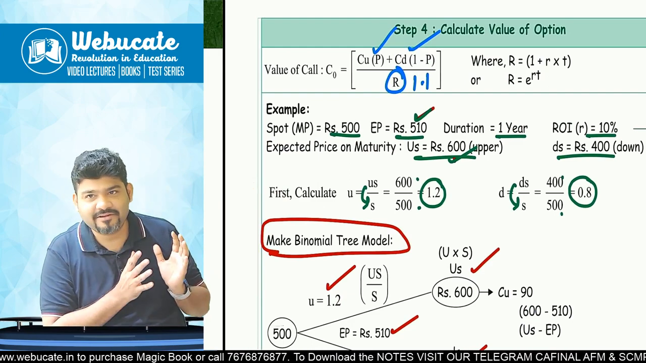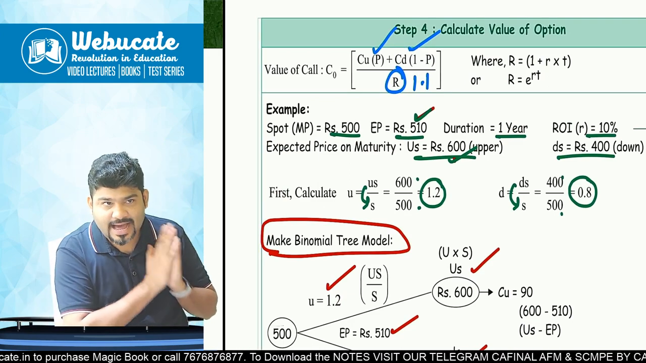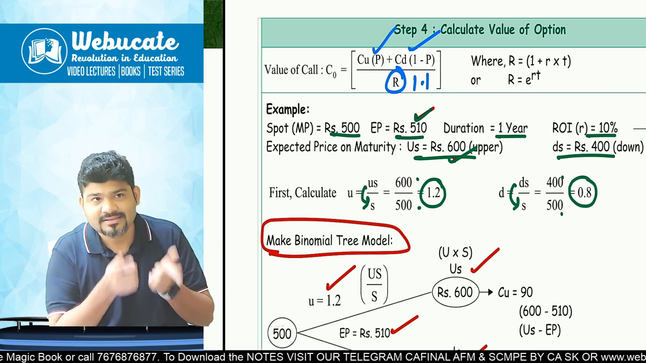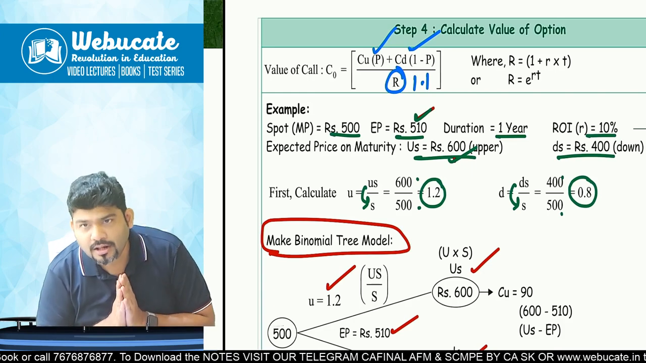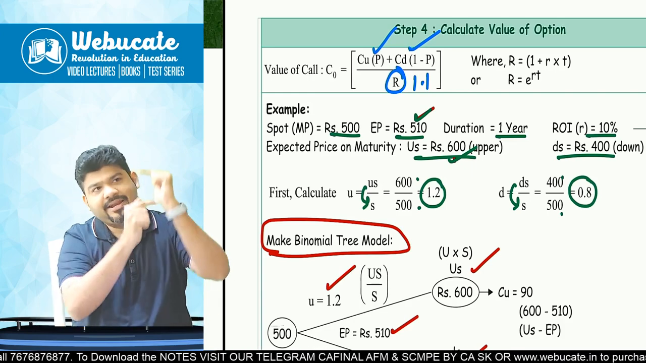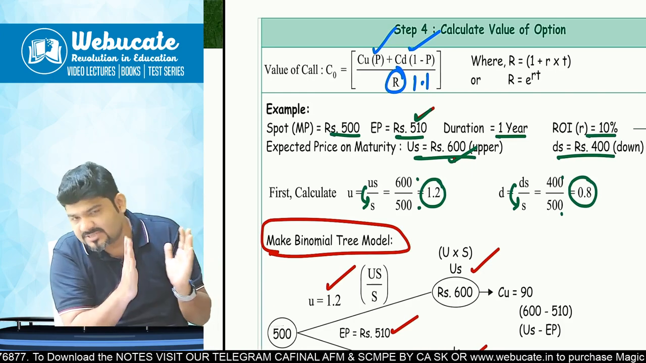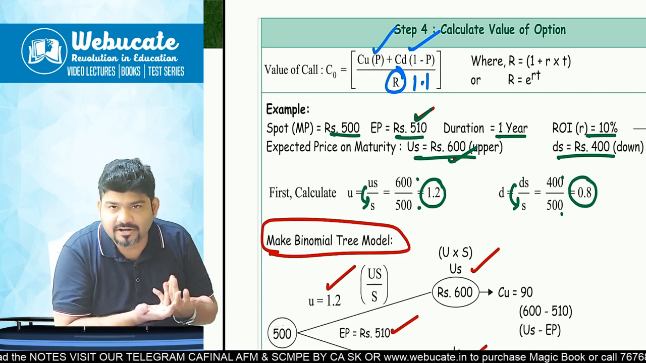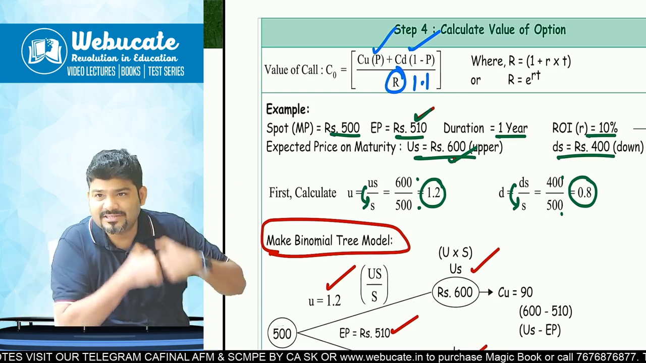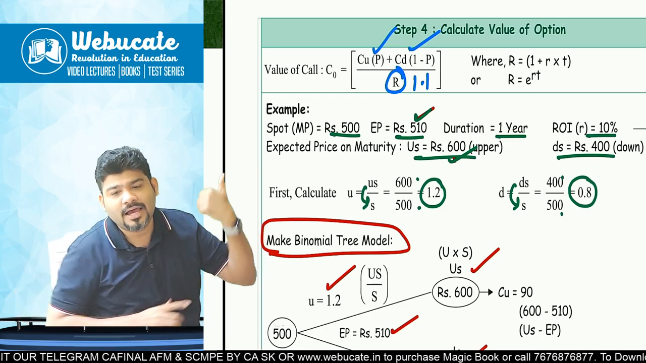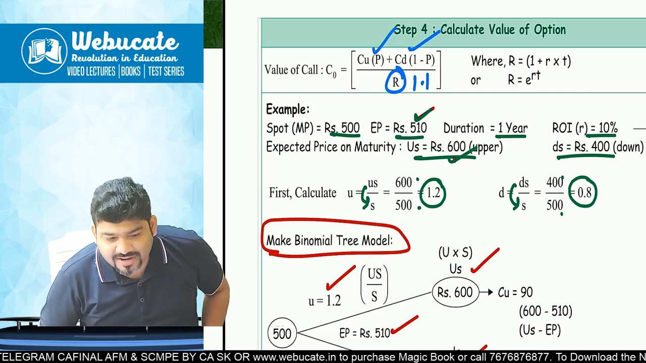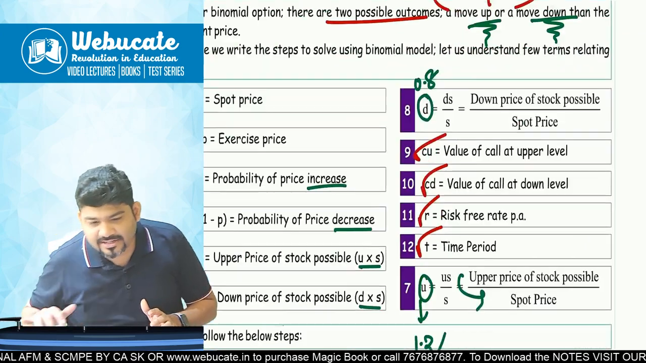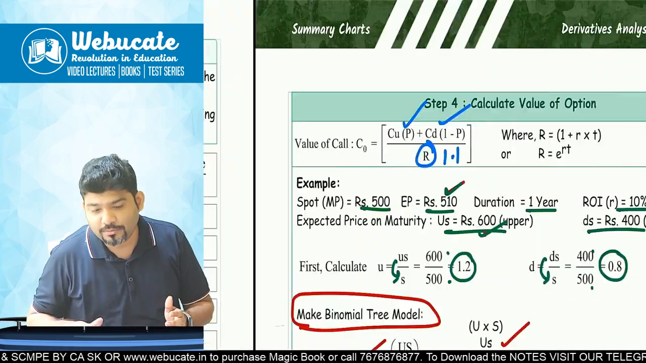Information will be given. Calculate the probability: R minus D upon U minus D, probability, then 1 minus probability is done. Then calculate the value of call. How? CU: when it goes up, how much profit you are making, into its probability. When it goes down, you don't exercise, zero into probability will remain zero. Bring both of these to present level by R and you are through with the answer for value of call. Gotcha? Yes, sir. So that is how we calculate using the binomial option.